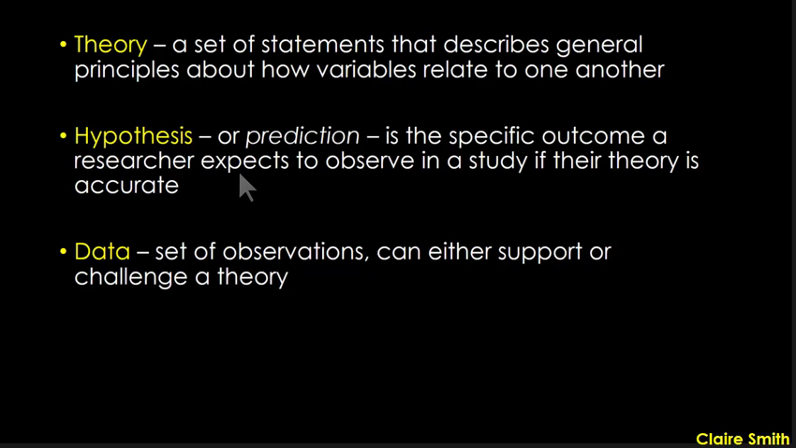Hypothesis, also known as prediction, is a specific outcome that we think we're going to observe. So if we're measuring, we think that the more water in an area, the bluer the sky. So if we go to somewhere that has more water, we'll see a bluer sky. That's the hypothesis. You're predicting, based on your theory, what the outcome of your study is going to be. And then the data is a set of observations. So going somewhere, measuring the amount of water, measuring the blueness of the sky, however you do that. So that can either support or challenge a theory.